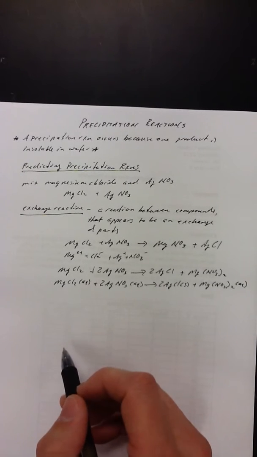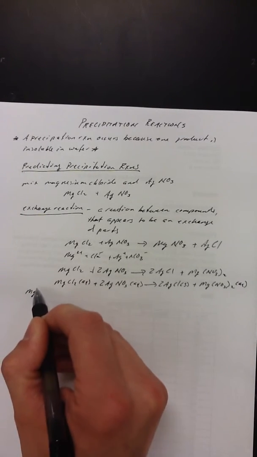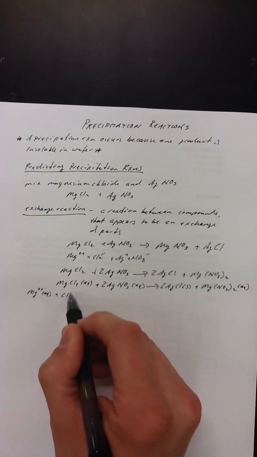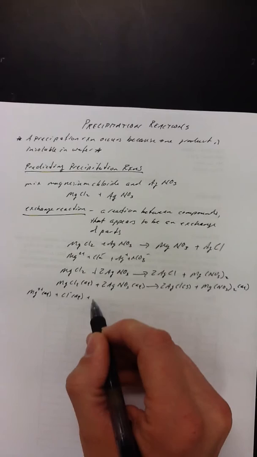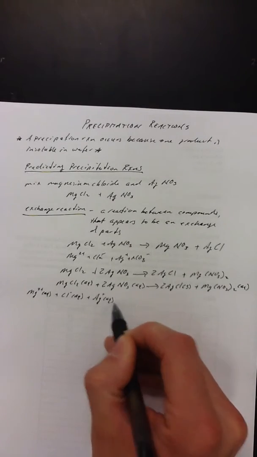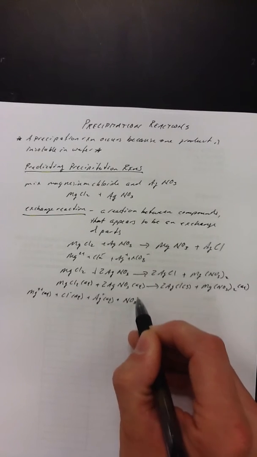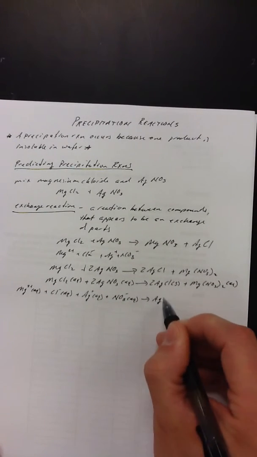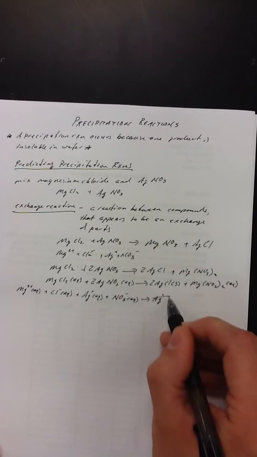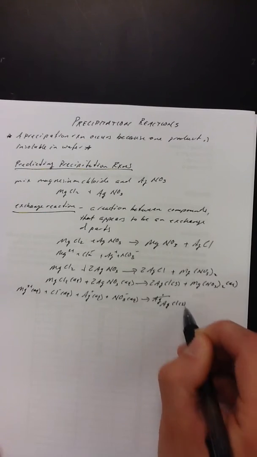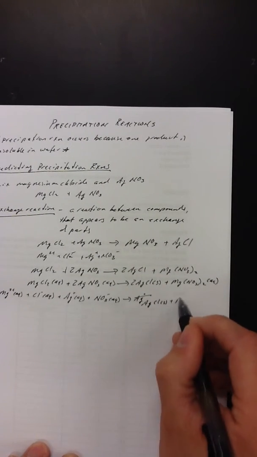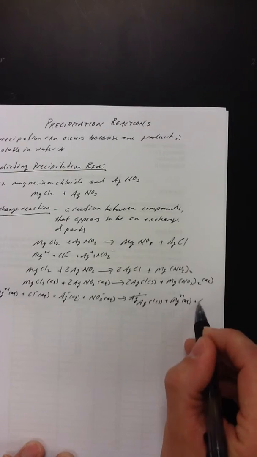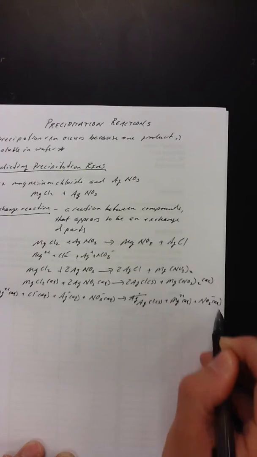We'll split magnesium chloride into its constituent ions. So we get Mg2+, which is aqueous, plus chloride, Cl-, which is aqueous, plus silver, Ag+, which is aqueous, plus nitrate, NO3-, which is aqueous, to yield... I'm sorry, we can leave this exactly as AgCl as a solid because we know that's a precipitate, plus Mg2+, which is still in solution, so it's aqueous, plus NO3-, which is also aqueous.